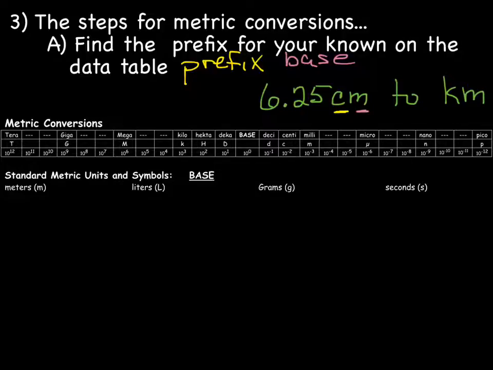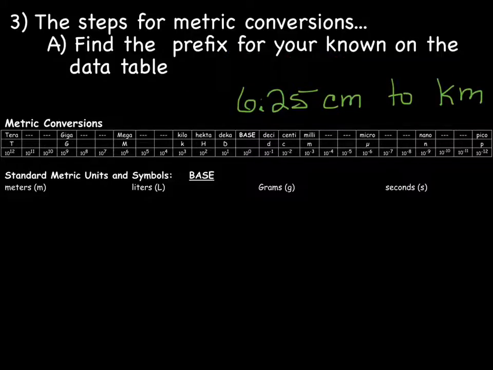For kilometers, the K is the prefix, and the M is the base. Please note that the meter, the base, stayed the same both times. It is only the prefix that is changing. When you're converting between metric units, you're converting prefixes, not bases. Okay, so now let's do the first step.